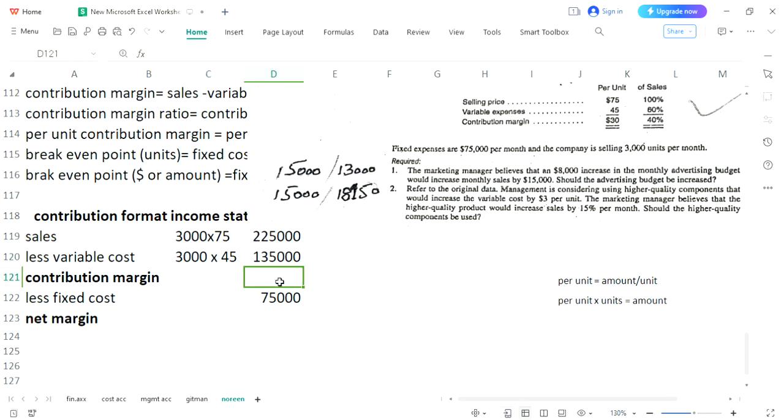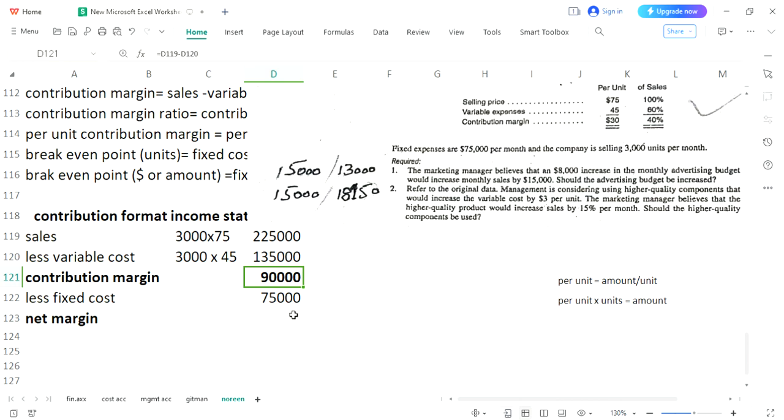So it's time to calculate your contribution margin. We already have the formula in our mind. By subtracting variable cost from sales, we will get contribution margin. Contribution margin is calculated by subtracting variable expenses from sales. So the sales amount is 2,25,000, and you will subtract its variable cost, which was 1,35,000. So the contribution margin is being calculated.